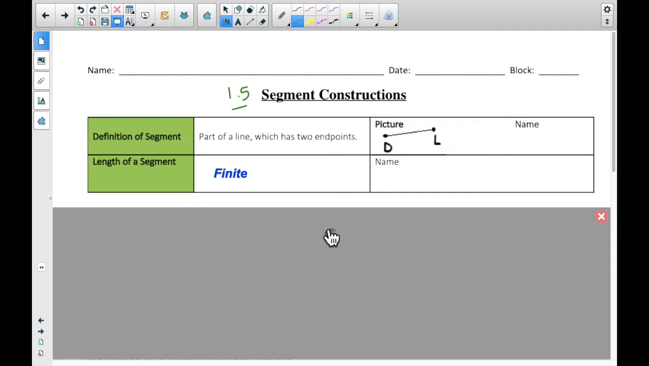Last time we talked about lines. The difference between a line and a segment is that a segment is finite. It has an end to it, and we show that end with those big dots on the end. The name of this segment is segment DL, and when we draw it, we put a little bar over it. There are no arrows on it. It's just a straight line, like a bar. We could call it DL or LD, because once again, the segment goes both ways.